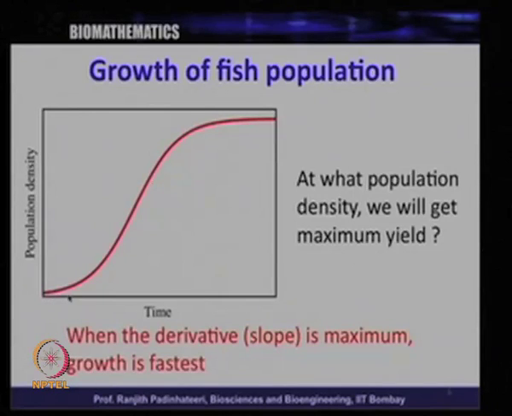First the fish population is very small and increasing very slowly, and then the population density increases and then it reaches a constant value. This is the typical thing which you see in any growth curve. And we wanted to understand this question: at what population density will we get the maximum yield? What do we mean by maximum yield? We want the number of fishes to increase very fast. So, the fish growth has to be fastest.